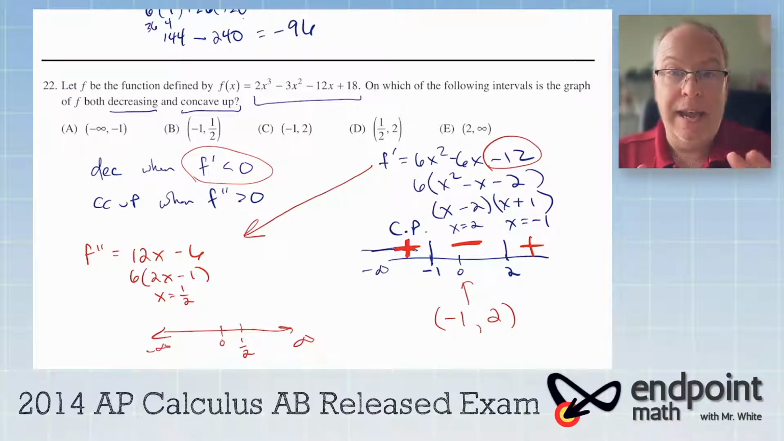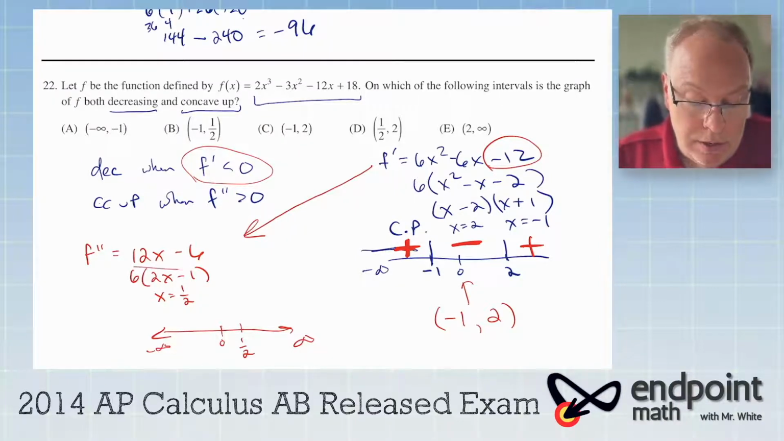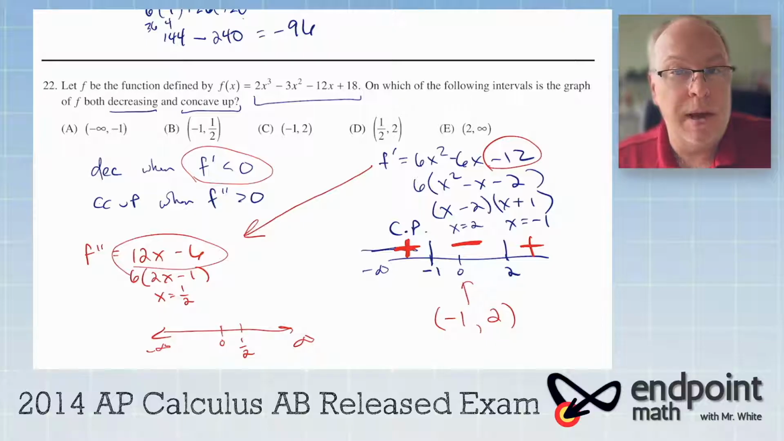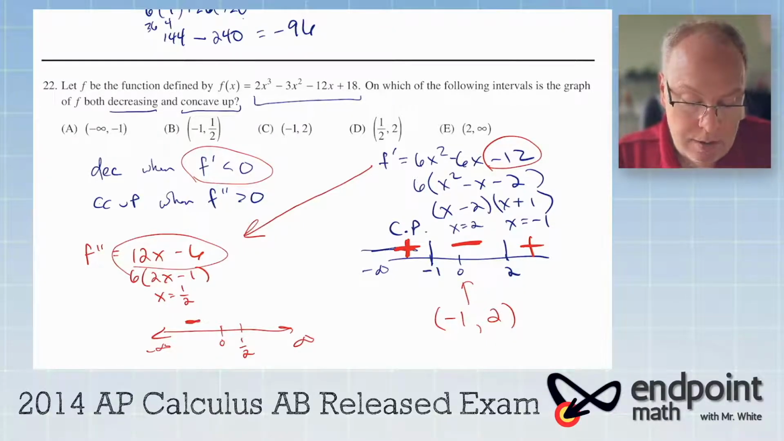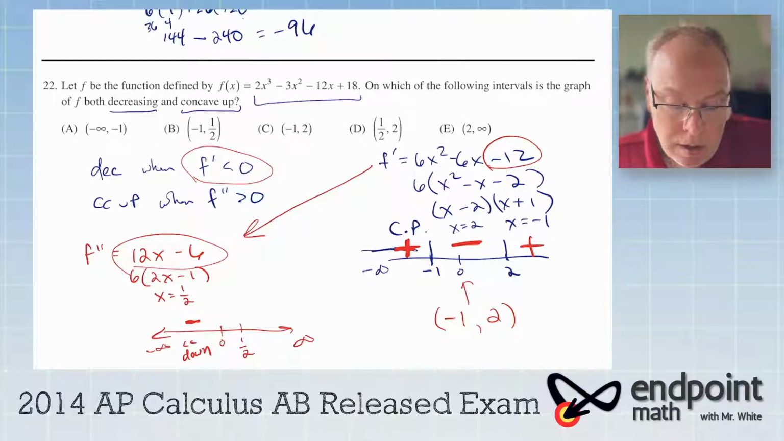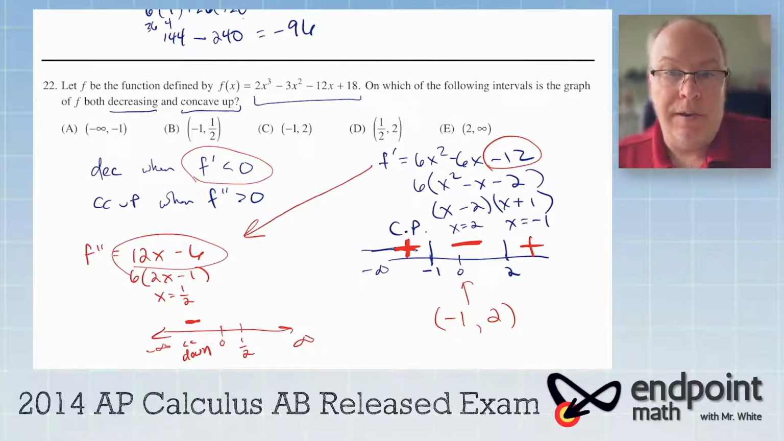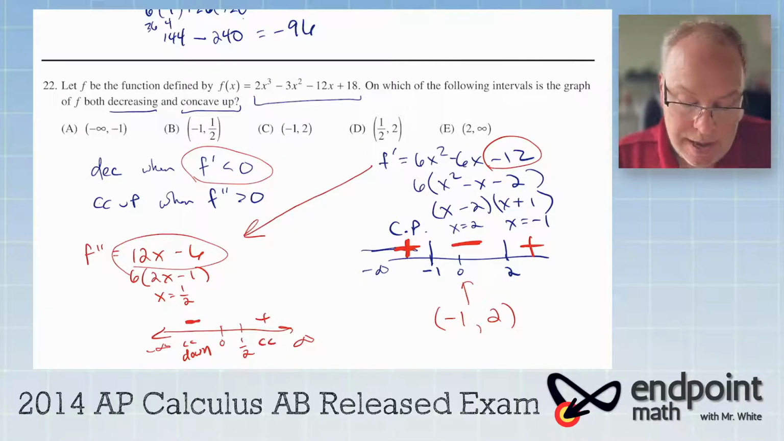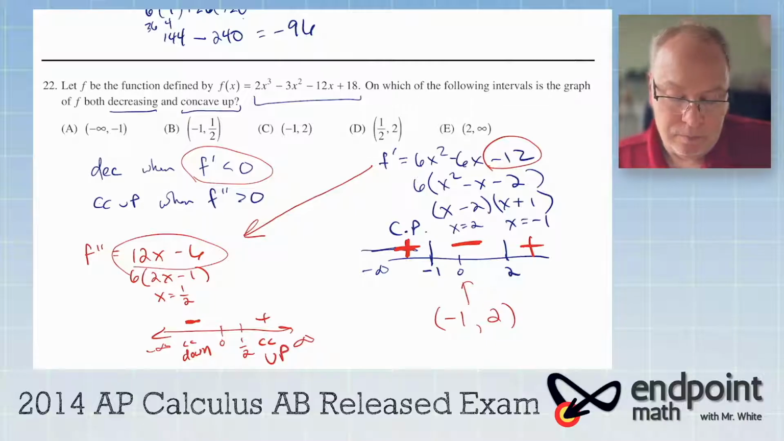So let's plug negative bazillion into this. Do you get negative or positive? You plug in negative 1,000,000. Negative. Okay, so that means concave down right there. And what about positive infinity? Of course, it's positive, so it's concave up there.